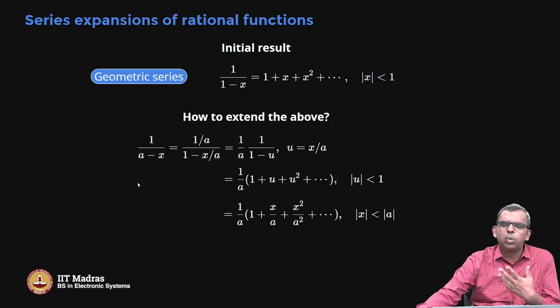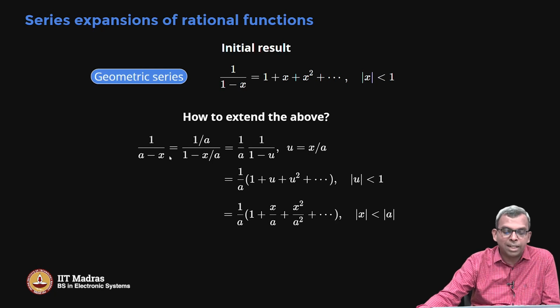Okay. What do we do with more general rational functions, right? More general rational functions may not have a constant in the numerator and degree 1 in the denominator, right? How do we deal with more general scenarios? So that I think is something very important.